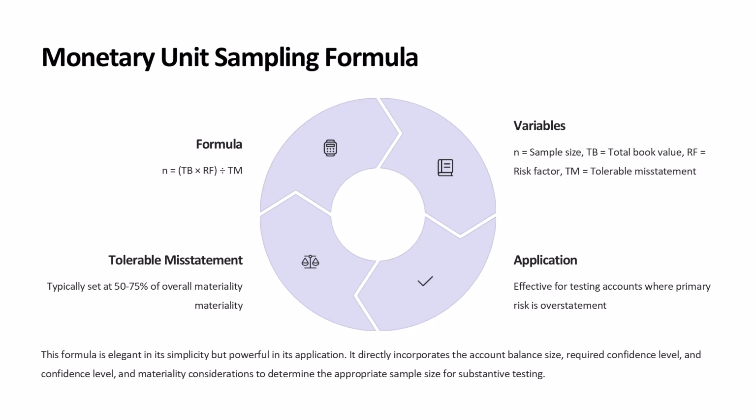misstatement. Tolerable misstatement deserves special attention. It's the maximum monetary misstatement that could exist in an account balance without causing the financial statements to be materially misstated. It's typically set as a percentage of materiality, often around 50 to 75% of overall materiality, though this can vary based on risk assessments and other factors.